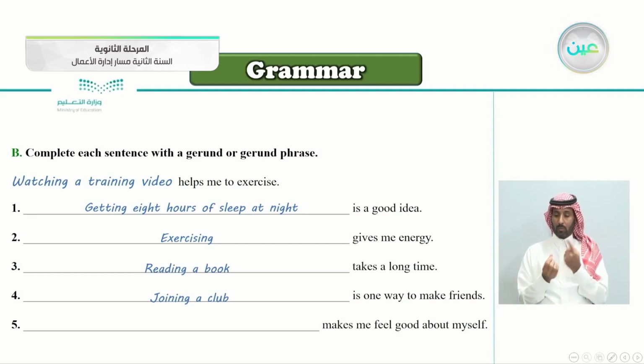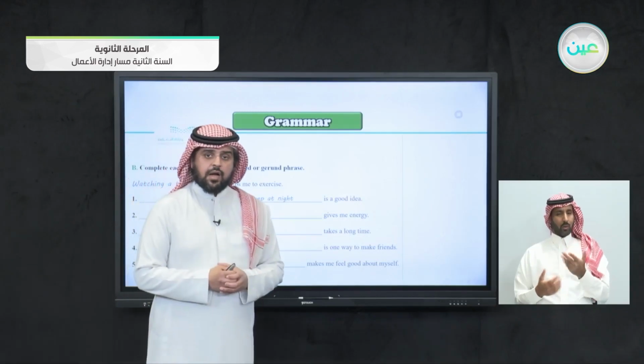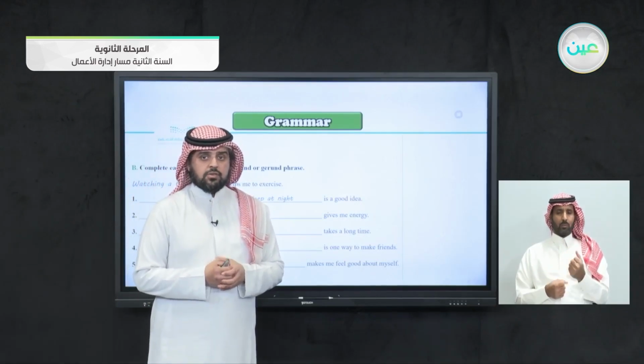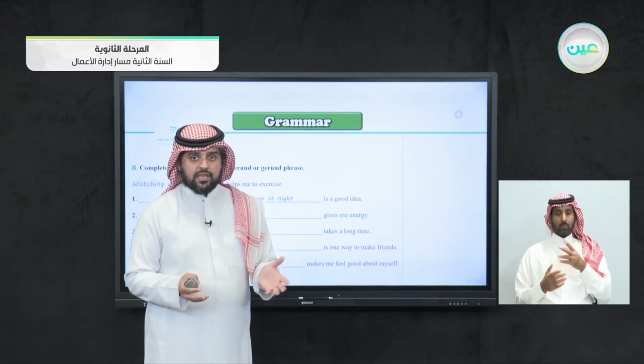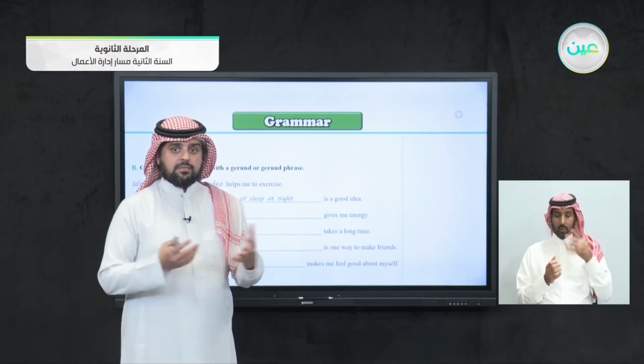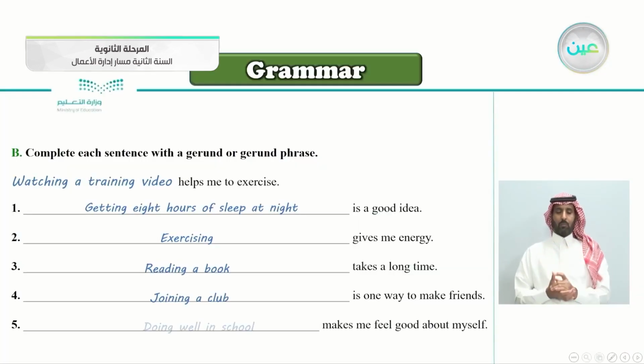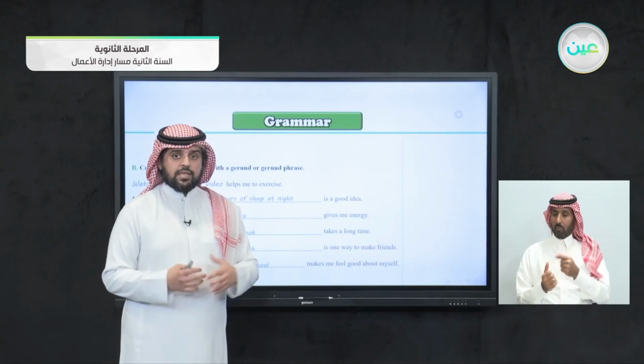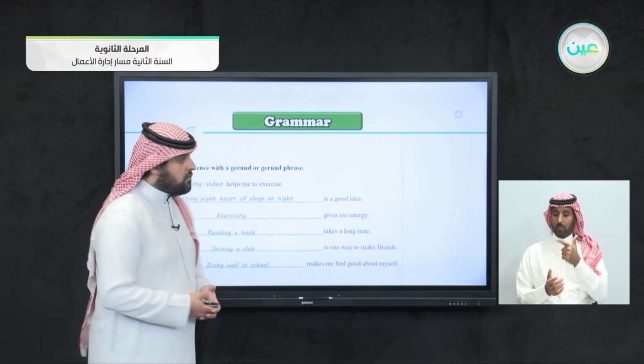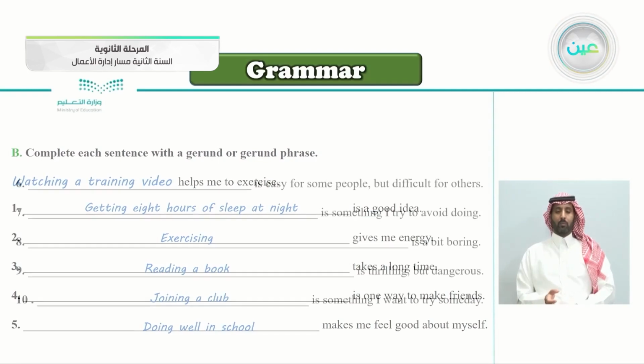Number 5, makes me feel good about myself. So what makes you good about yourself? For example, you can say praying every day, praying 5 times a day makes me feel good about myself. Or for example, I've written doing well in school makes me feel good about myself. When you get the high grades, of course, that will make you feel good about yourself.